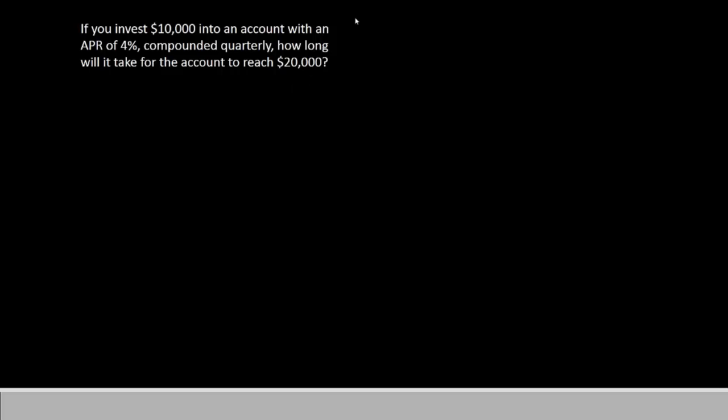Let's start with the compound interest equation. So the equation goes y equals p times 1 plus r divided by n raised to the nt power. Let's go over what all of the letters mean. Y will be the current value of the account.